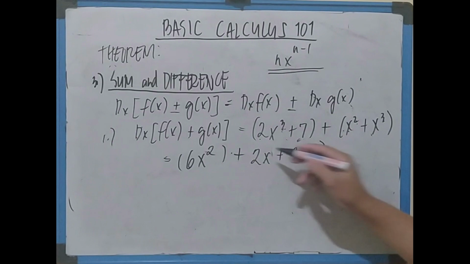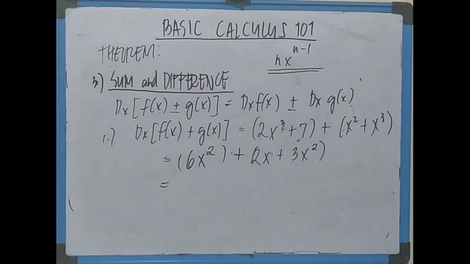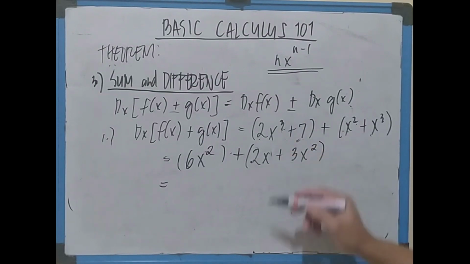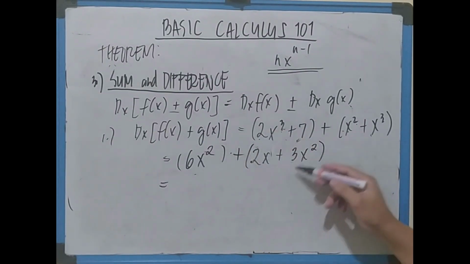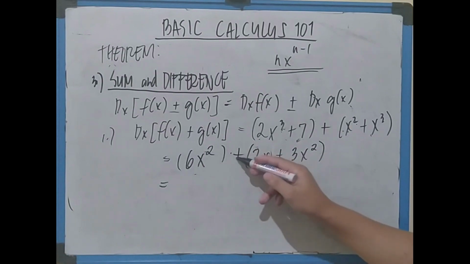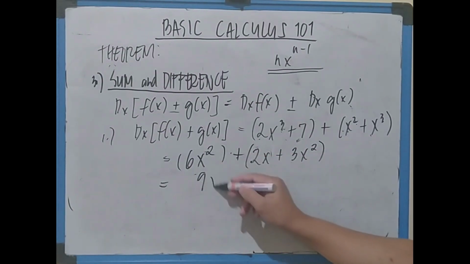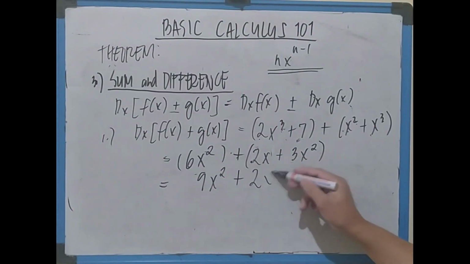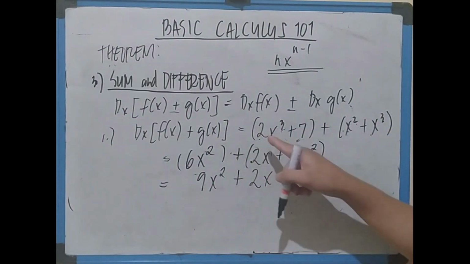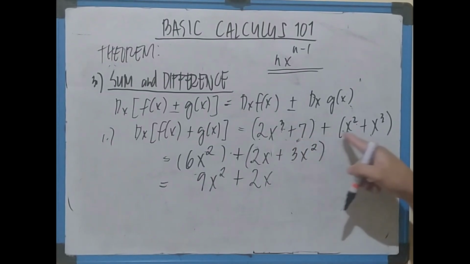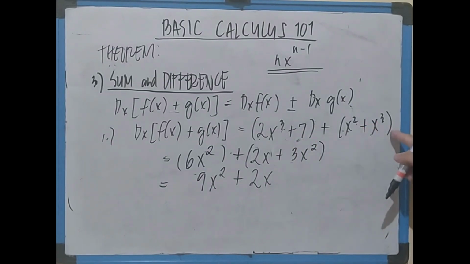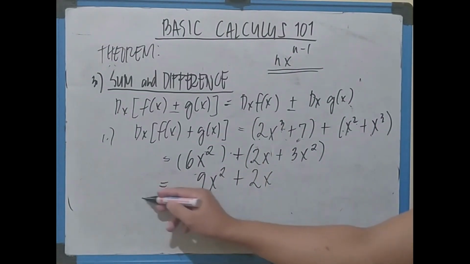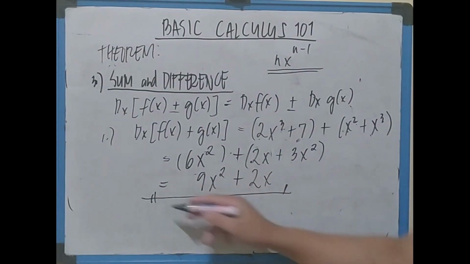Okay, so we combine like terms when there are terms that are the same. As you can see, guys, the like terms are 6x squared and 3x squared. So 6x squared plus 3x squared is 9x squared, then plus 2x. So the derivative of the sum of 2x cubed plus 7 plus x squared plus x cubed is equal to 9x squared plus 2x. So this will be your final answer.